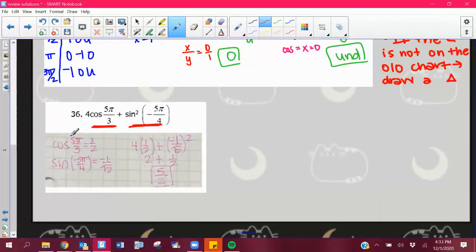So in this case, the cosine of 5 pi over 3 was 1/2, so I could plug it in for this entire expression. I could plug in 1/2. I found the sine of negative 5 pi over 4. That was negative 1 over the square root of 2. So I plugged that entire thing in, and then I could square. And then you do some math there. But again, these types of problems, they look intimidating, but they're really just asking you to take it step by step, figure out what the exact value is, and then use that knowledge in an equation type form.